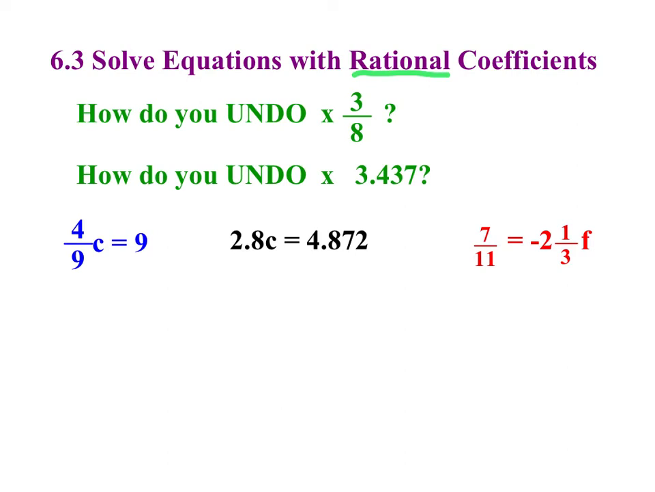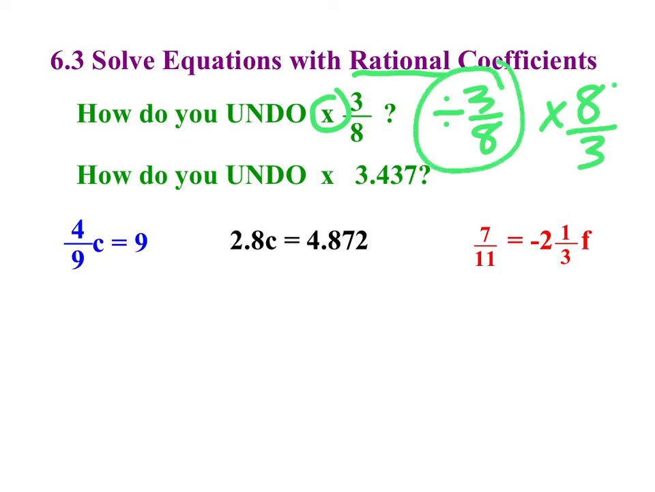How do you undo times 3/8? Well, there's two different ways to undo. First of all, the operation is what we want to undo. So one way is to divide by 3/8. Of course, you've heard me say this in class about a million times. We don't divide fractions, we multiply by the reciprocal. So there are actually two ways to undo times 3/8. Either you divide by 3/8 or you multiply by 8/3.